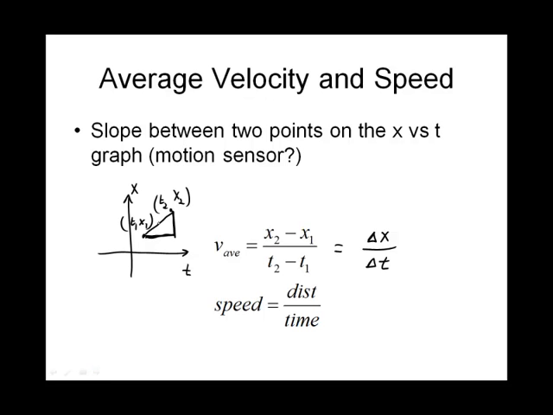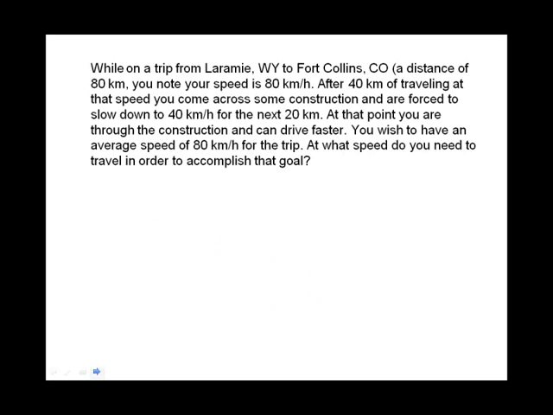So speed is distance, velocity is position change or displacement over time. Now we're going to see that a lot of motion sensors will graph position versus time for us, and we'll actually look at these relationships during the class period. So let's take a look at an example. We have a trip from Laramie to Fort Collins, and we're going to assume that is a distance of roughly 80 kilometers, and you're driving down the road at 80 kilometers per hour.